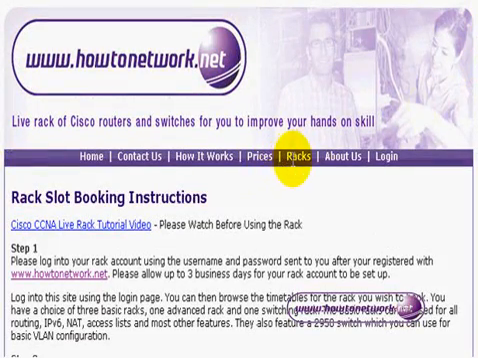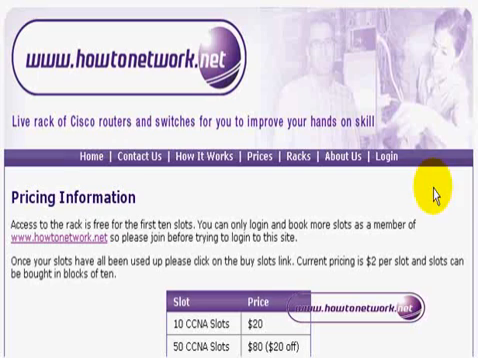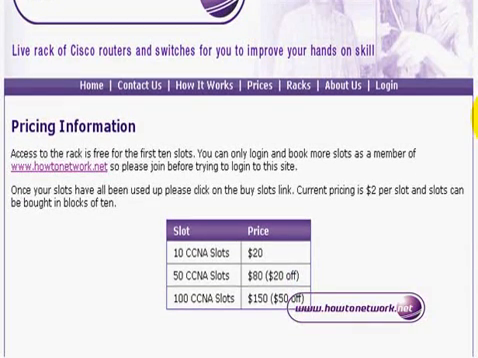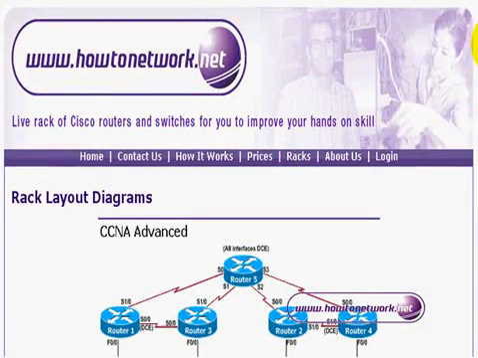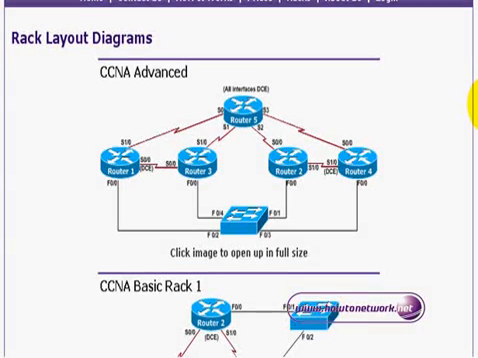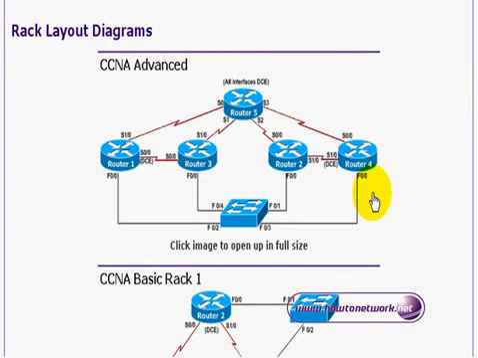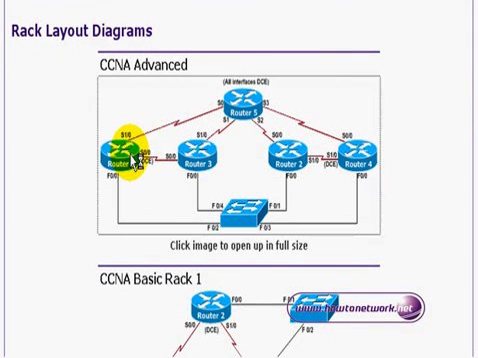So for now, we'll just have a quick look at the prices page here. Access to the rack is free for members of How to Network. You get 10 slots, which is 10 one-hour slots for free. You can book them in slots of 1 hour, 2 hours, 3 hours, or whatever you like. If you run out of time, you can bump up your hours, and it works out at about $2 per hour.